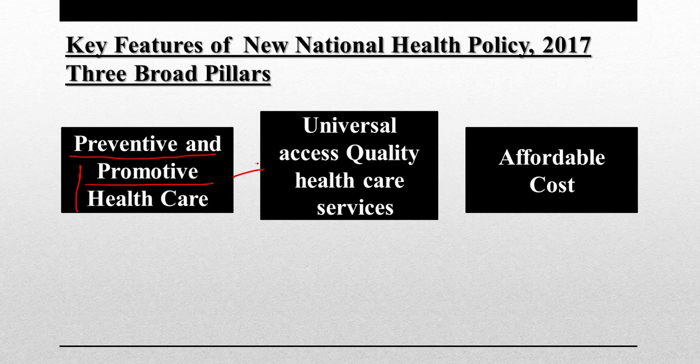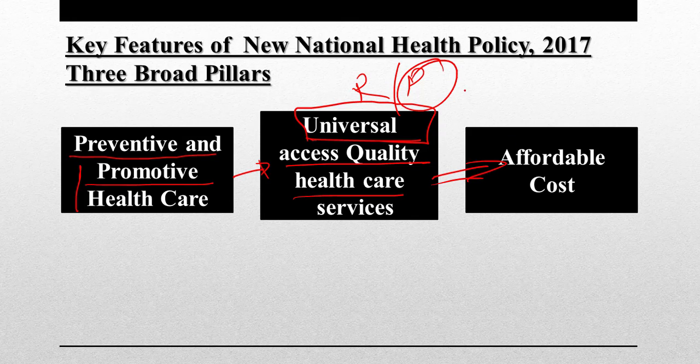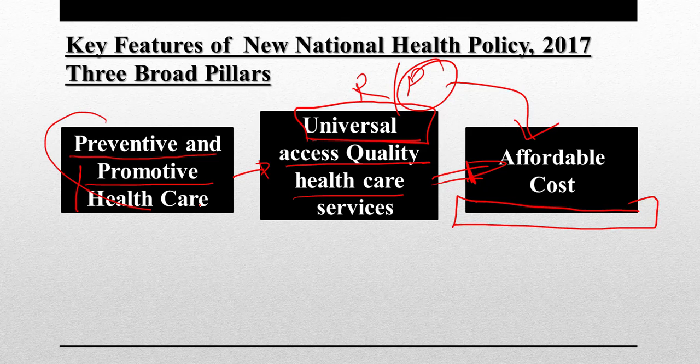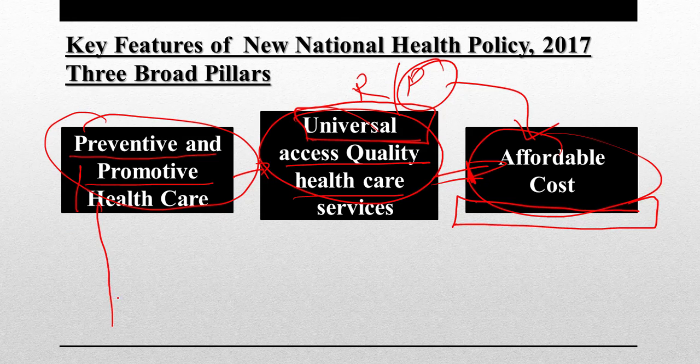And the second broad pillar is universal access to quality healthcare services. Universal access means rich, poor, whosoever that person is, universal access will be provided. So at affordable cost, because we say poor, so the cost has to be affordable. It's not that you are going to charge Fortis-like fees from these poor people, disadvantaged sections of our society. So that is going to be the fundamental objective of this policy. When we say these three pillars, under these three pillars, you can say all the other features could be subsumed.